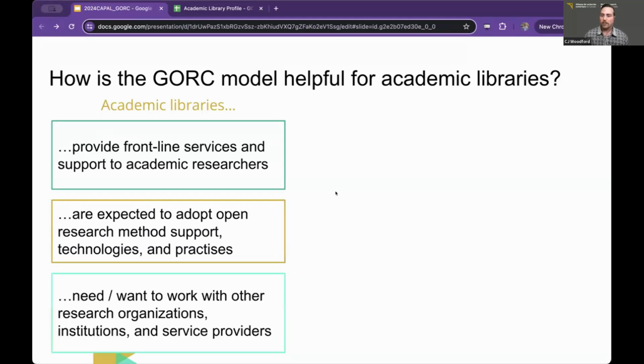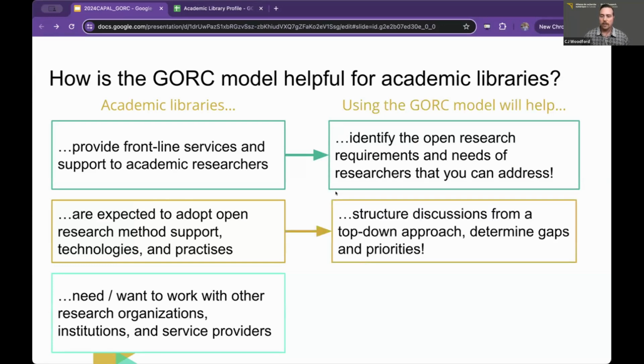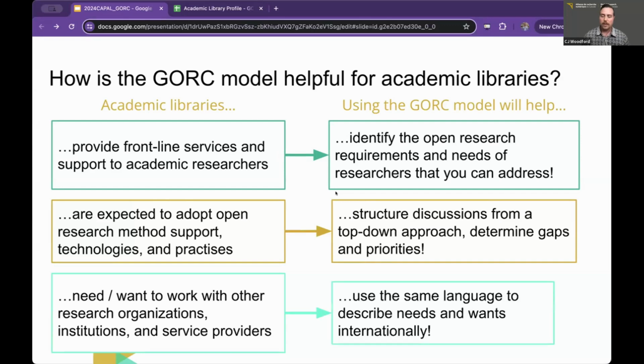And then you may want to or need to, depending on your organization's mandate, work with other research organizations like other universities and institutions, and then service providers if you can't do everything on your own in-house. So what we're seeing the model could be helpful for is identifying the open research requirements and needs of your researchers that you can address, structuring the discussions on what you need to do from a top-down approach to determine where the gaps are and where you can set priorities. And then ideally using the same language to describe the needs and wants you have in your academic library or of your researchers, so that you can interoperate and have better communication with those service providers and other partners.